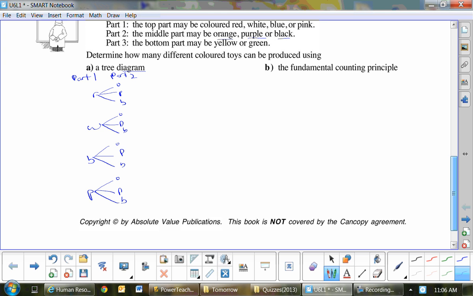Okay, and then part 3, which is the bottom, could be yellow or green. So each one of these is going to have a Y or a G. Okay, so you can see these are a lot of fun.